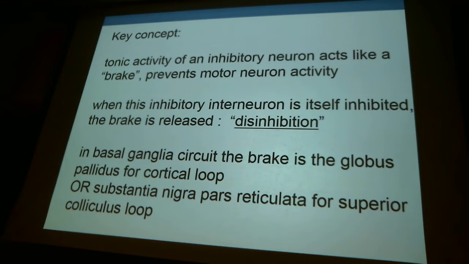So the basal ganglia circuit is the brake. In the basal ganglia circuit, the brake is the globus pallidus for the cortical loop, or the substantia nigra pars reticulata for the superior colliculus.